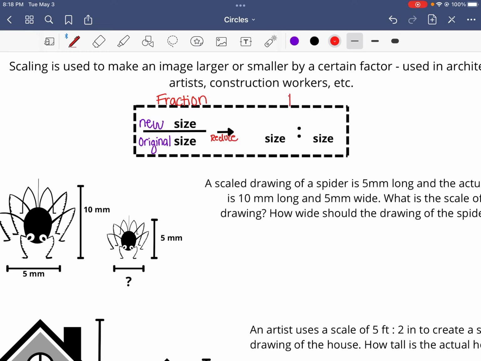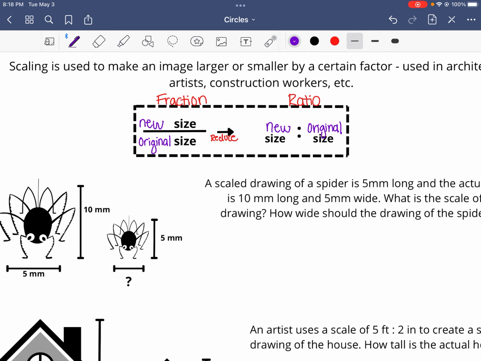The ratio, which is the second one right here with the two colons, is very similar. We take the new and we put these two colons and then we put the original size. With the ratio, we also want to make sure to reduce. And that is all we need to know.